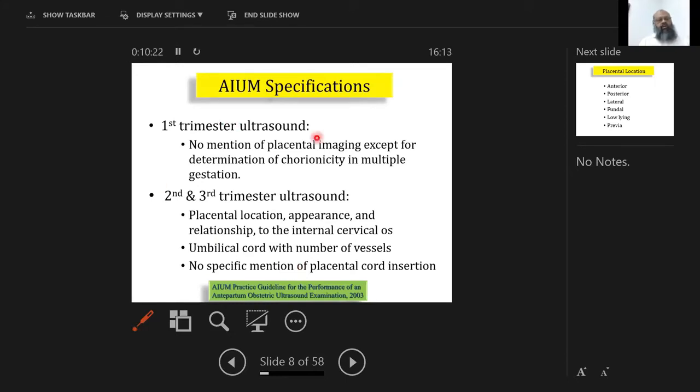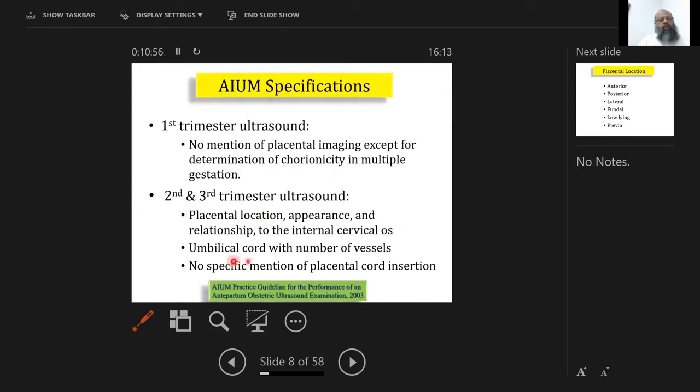First trimester, no mention of placental imaging except for determination of chorionicity in multiple gestation. So once we are reporting, we usually don't mention the placenta, because it will not be that much visible if it is normal. We just mention the chorionicity in multiple gestation, that is, how many placentas are there. Then in second and third trimester ultrasound, placental location, appearance, and relationship to the internal os need to be reported.